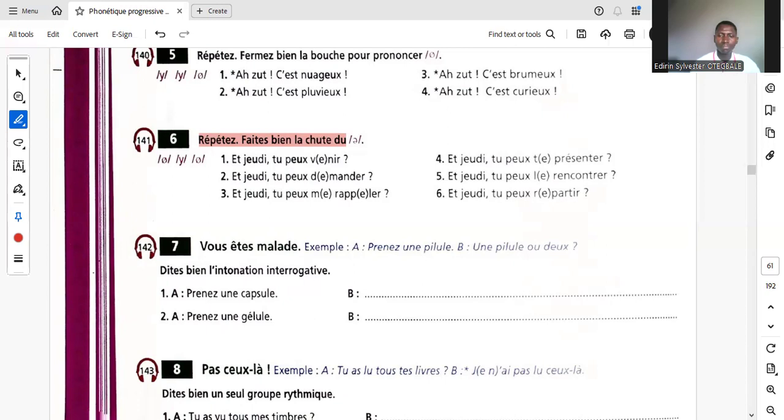Exercice 6. 1, Et jeudi, tu peux venir? 2, Et jeudi, tu peux demander? 3, Et jeudi, tu peux me rappeler? 4, Et jeudi, tu peux te présenter?